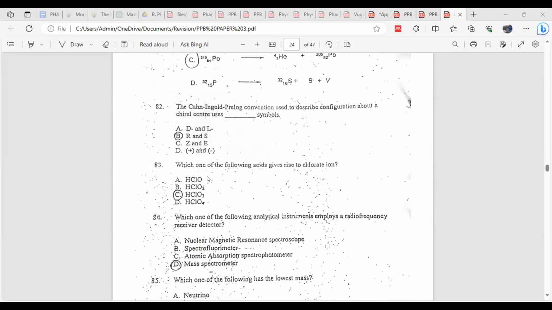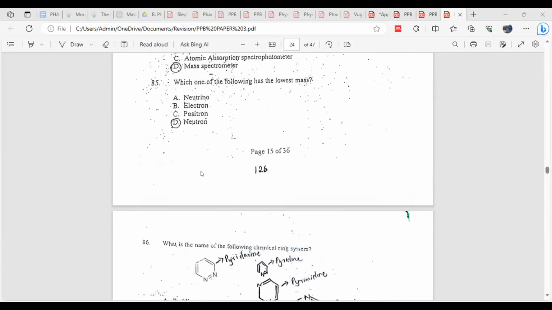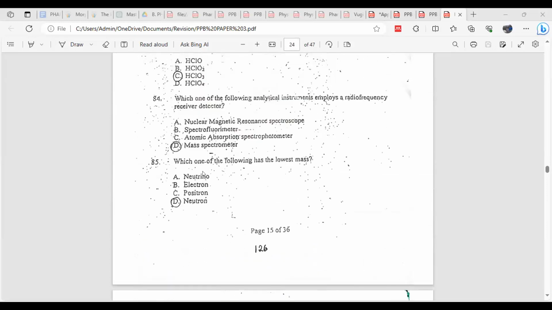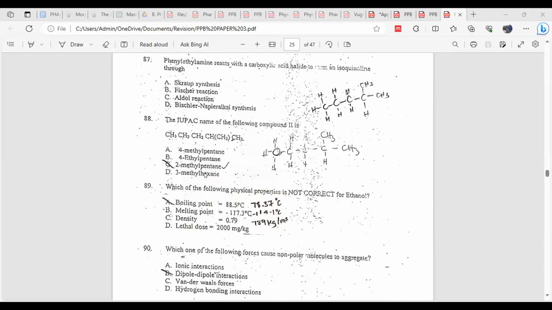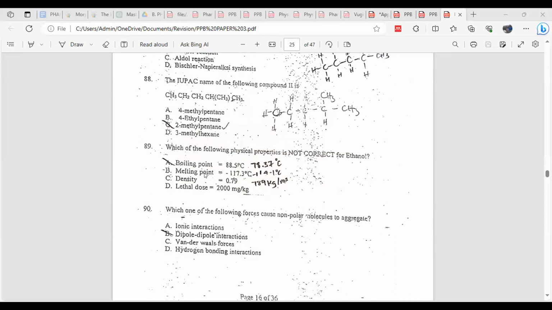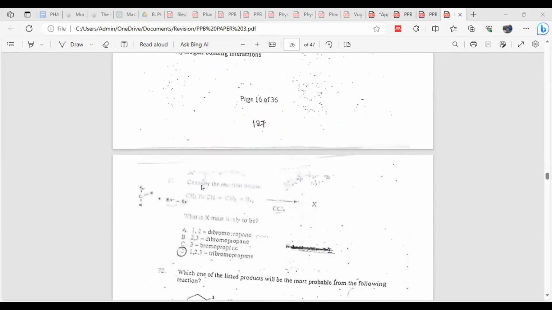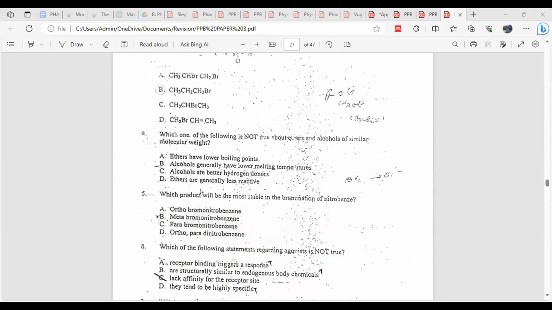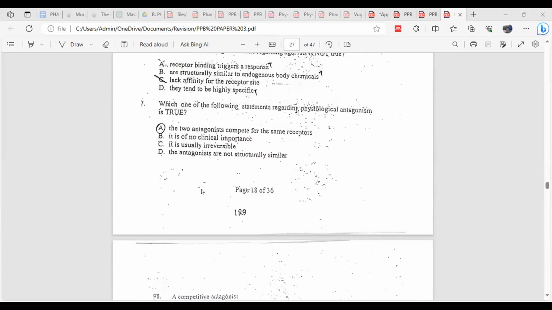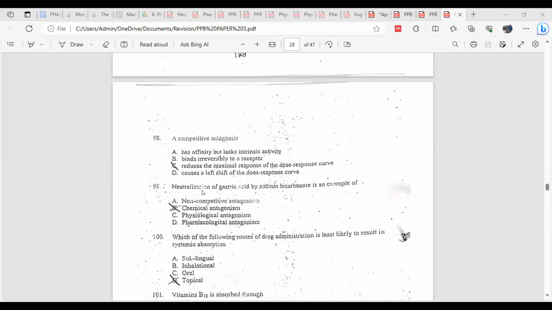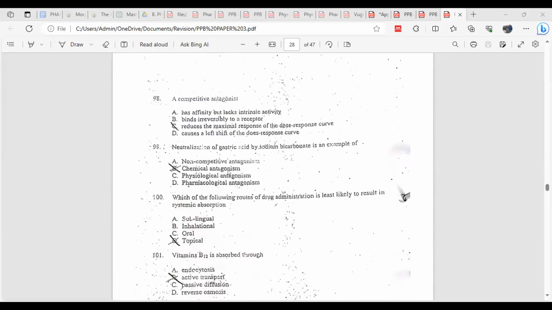Okay, so next. Oh, sawa. Any organic chem. Okay, so they mix. They just mix. You see one pharmaceutics, there's no order here. Because this is a lot of organic chem. Yeah. Competitive antagonist. Acid.